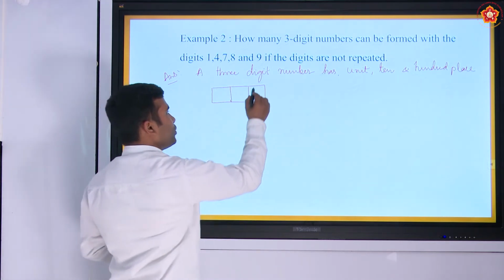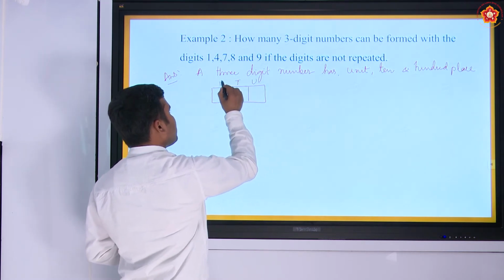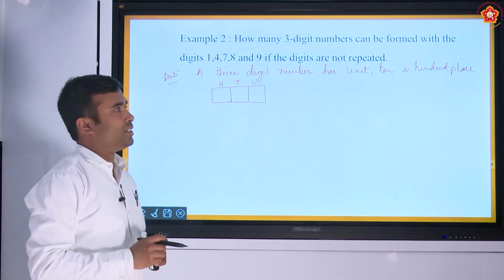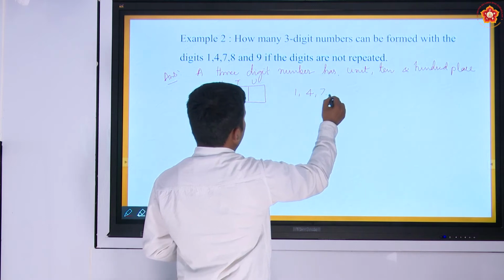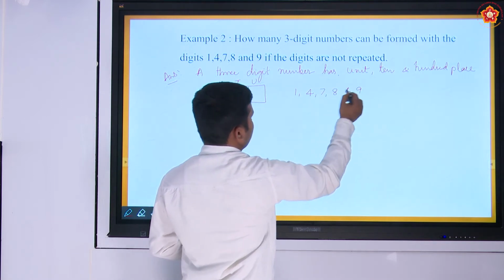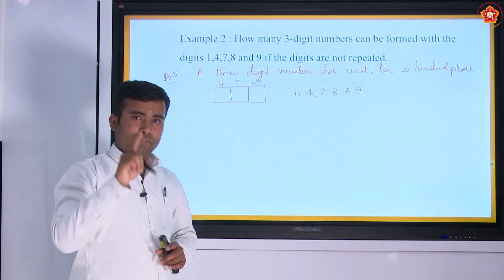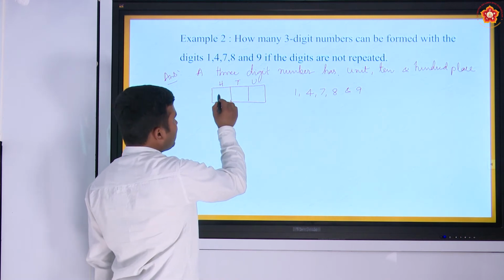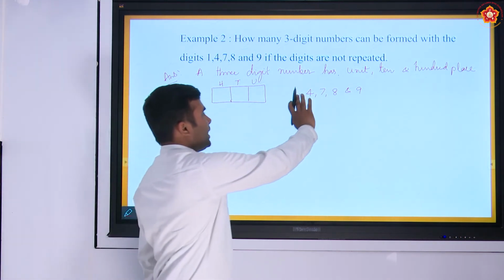Here this is unit place, this is 10 place and this is 100 place, and the given digits are 1, 4, 7, 8 and 9. Here the condition is without repetition. See, the 100 place can be filled with any of these digits.